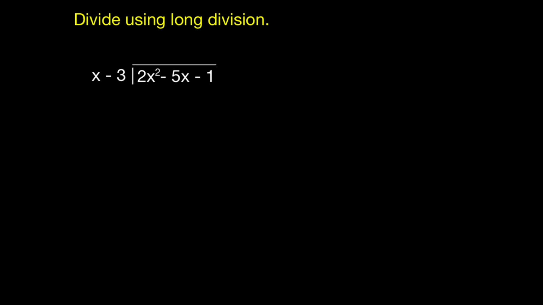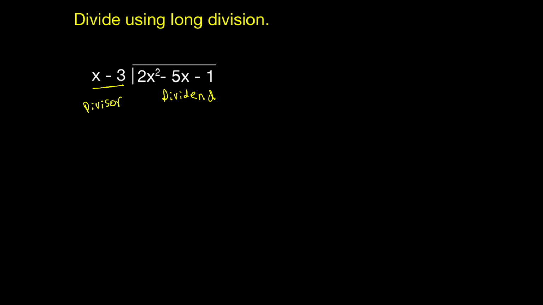For this example, I'm going to use long division in order to divide 2x squared minus 5x minus 1 by x minus 3. Now, just a little bit of terminology. The stuff that's inside, that's called the dividend. And the stuff that's outside here, that's going to be the divisor. So x minus 3 is the divisor.